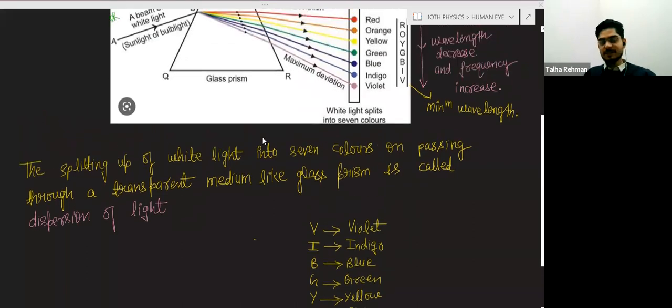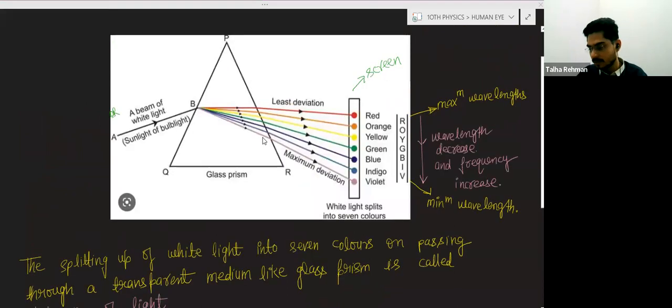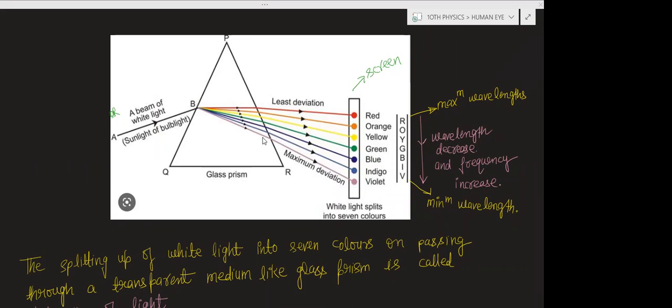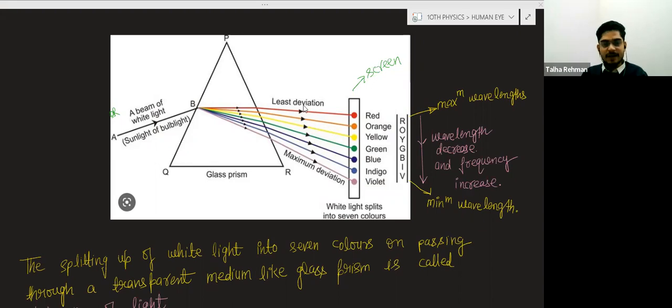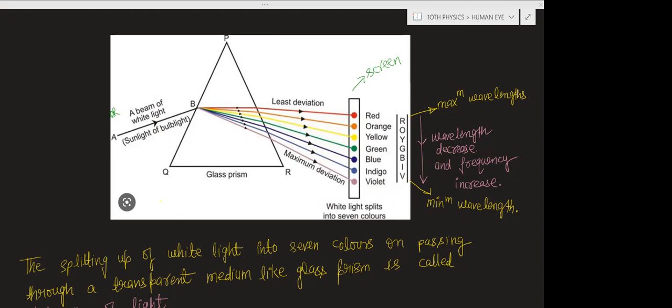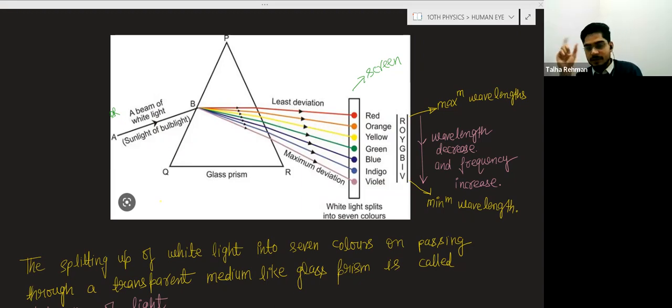And what is the reason why these colors are deviating by different amounts? Martin, can you tell me? Why is the red color deviated least, and why is the violet color deviated maximum? I have told you that different colors have different speeds in the same medium, so different colors have different amounts of refraction. The amount of refraction for the red color is least, that is why it is least deviated. The amount of refraction for the violet color is maximum, that is why it is maximum deviated.